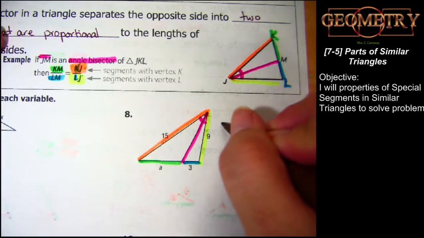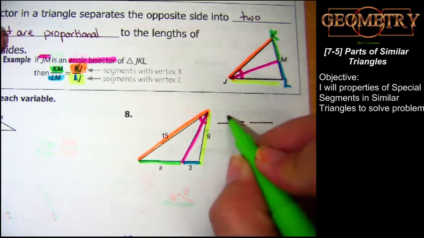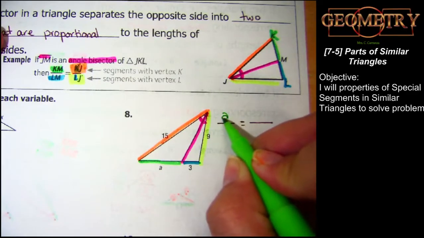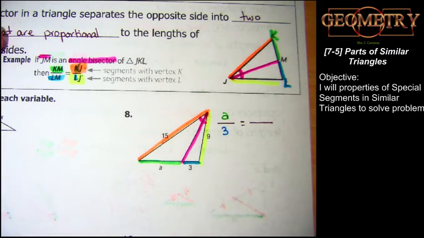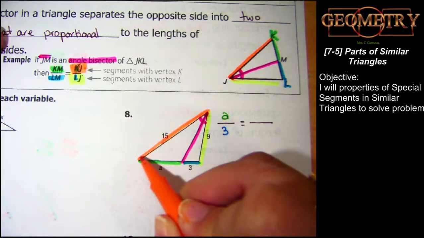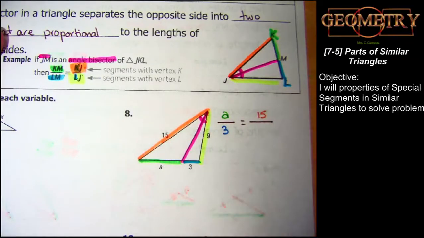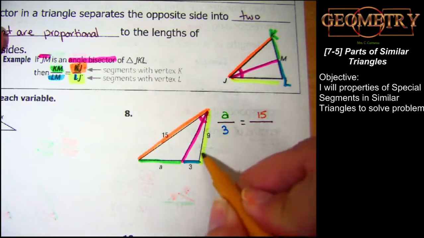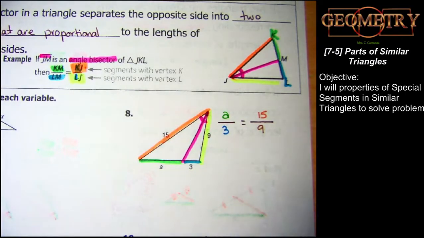My proportion is going to be set up this way. It's 2 fractions equal each other. On the top is going to go one part of the side that goes with the angle bisector, and the other part of it is going to go on the bottom. Now if I look here, this is the green side, that's the left side, so I'm going to pick the left side of the triangle. And then the other side that I have left goes there. Cross multiply, solve.